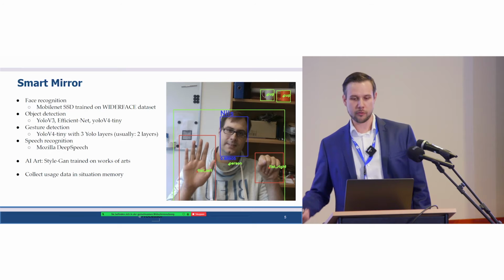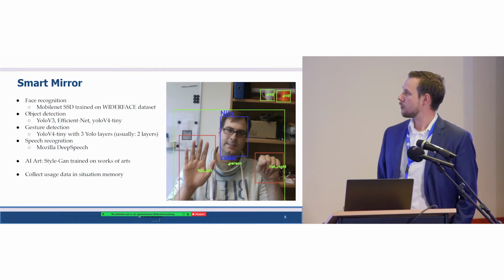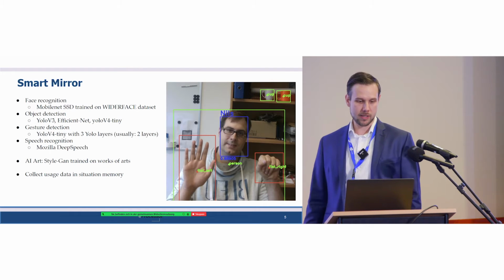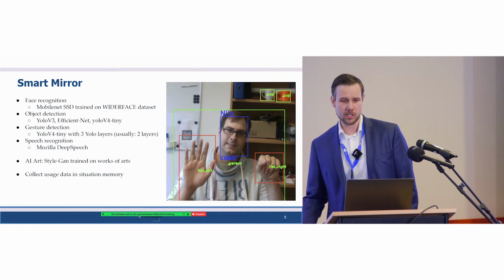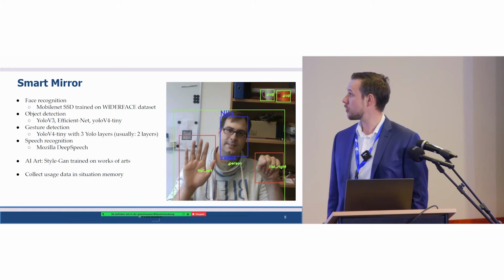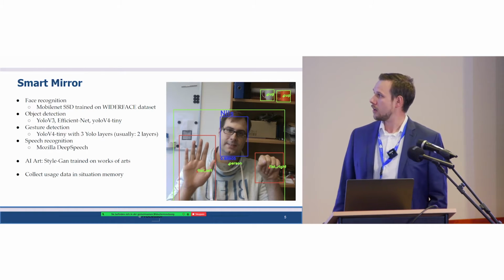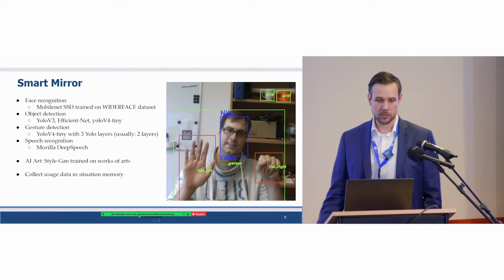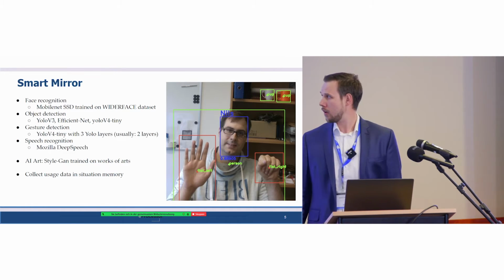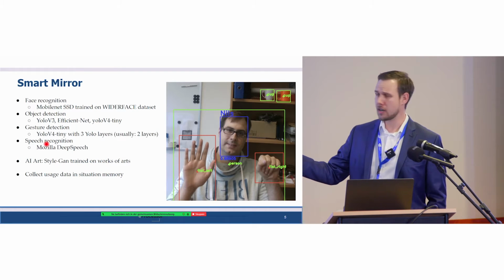For the different nets that we are using, to give a little bit of perspective: for face recognition, we are using MobileNet trained with the WIDER FACE dataset. For object detection, right now we changed from YOLO V4 Tiny to the normal YOLO V4. For gesture detection, we have a specially trained and changed YOLO V4 Tiny. And for speech recognition, we are using DeepSpeech. As you can see, we are doing a lot of on-site processing.